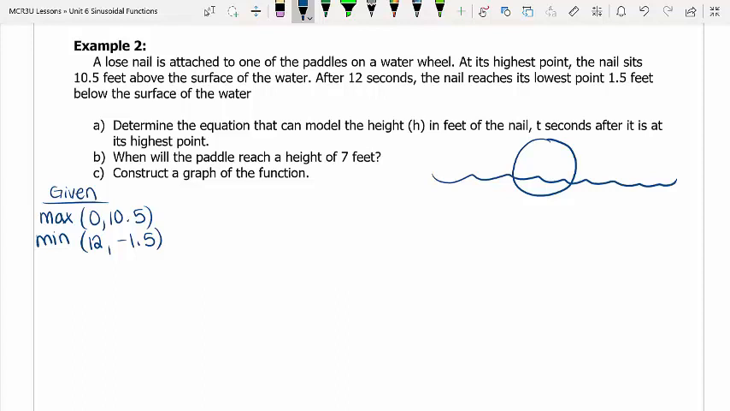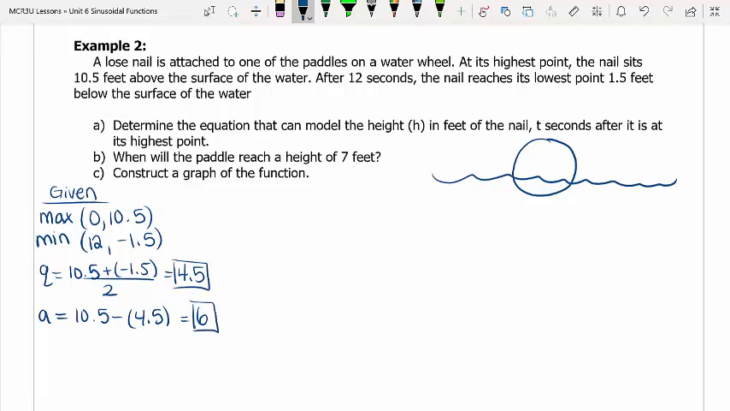So the first thing we can find is our Q value. Our Q value is going to be halfway between our maximum and our minimum, which is going to be 4.5. Our A value, or amplitude, is going to be the distance between either the max or minimum and our Q value. So if I take my maximum and subtract that Q value, that'll get me my amplitude, which is 6. And our amplitude is the same as the A value in the equation.